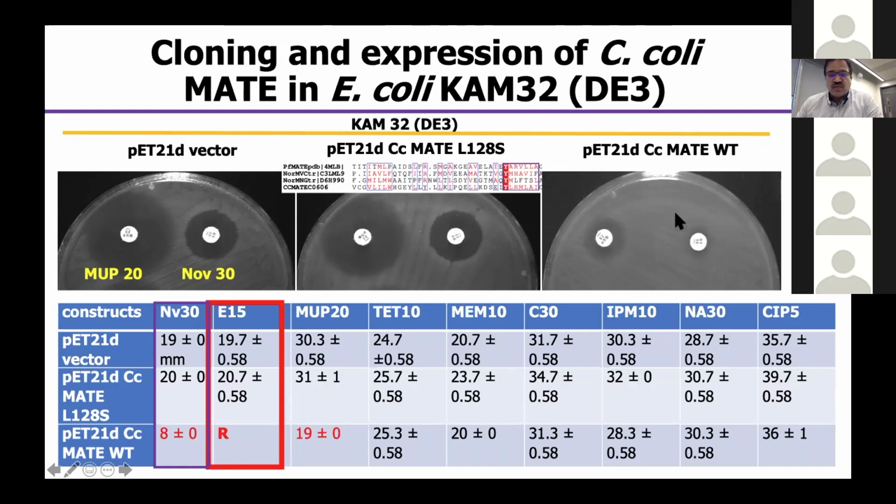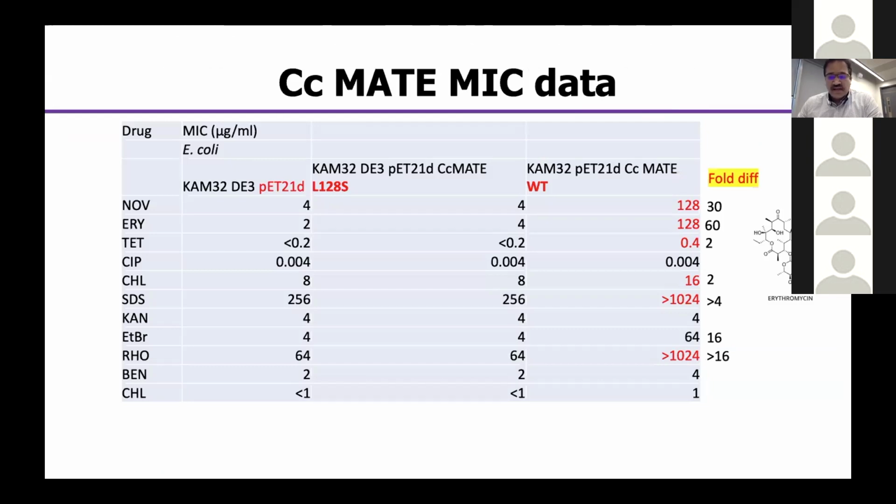As you can see, the wild type conferred a very high level of resistance to a number of antibiotics. Very importantly, it has shown resistance to erythromycin. As you look in here, it's like 20 millimeters compared to the control one. So it's clearly, erythromycin is a main drug target, I mean the drug substrate.